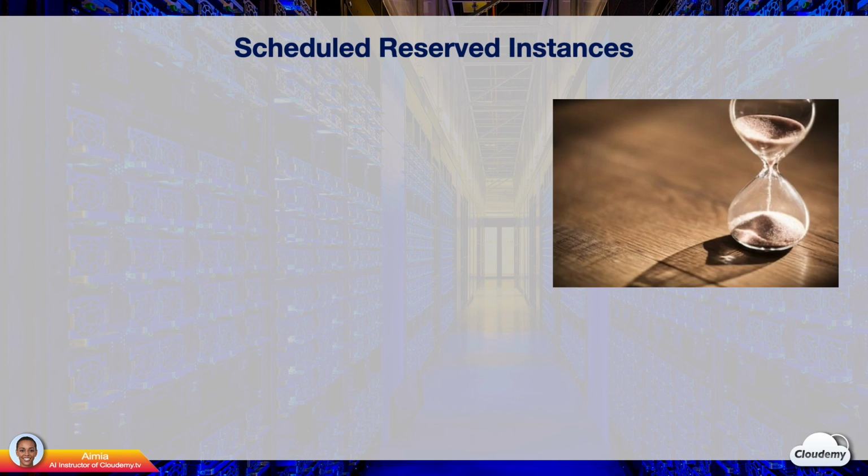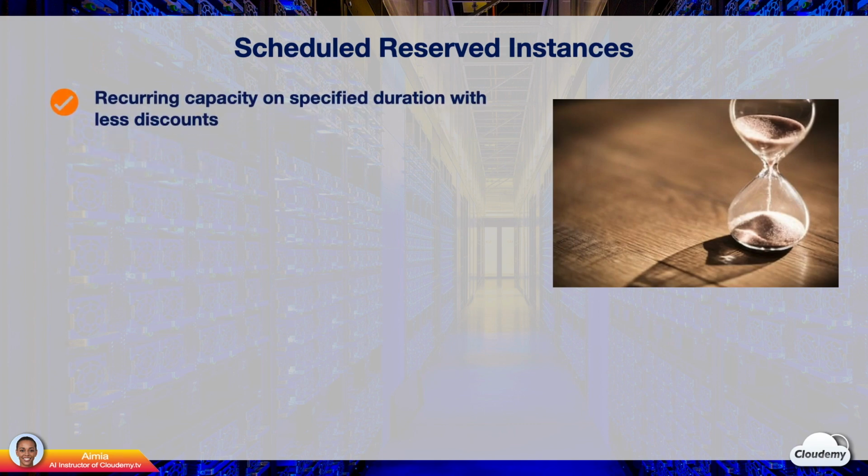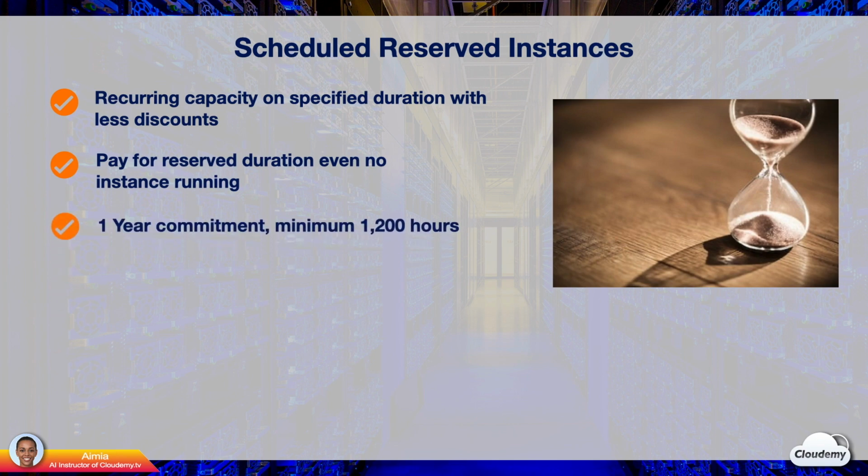With scheduled reserved instances, you can buy capacity that recurs on a daily, weekly, or monthly basis with a specified duration. You get a much lower discount rate than normal reserved instances. You need to pay for the reserved capacity in the specified duration even when there is no instance running. You must commit to a 1-year fixed term with a minimum of 1,200 hours. At the moment, scheduled reserved instances only support certain instance types and regions.